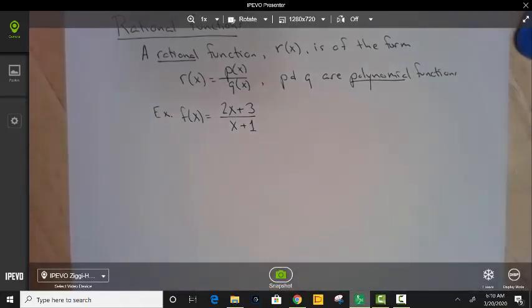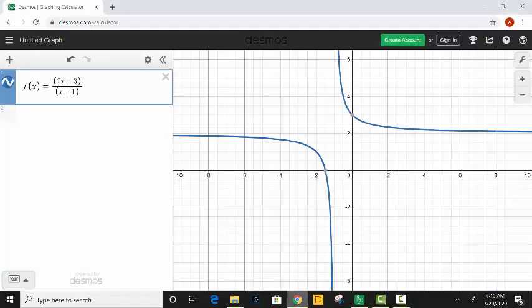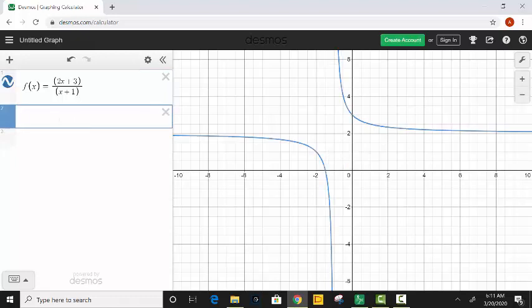But before we jump into that, I want to jump over and show you what this looks like graphically. I already have it typed into Desmos here, and what you see is we get this kind of weird hyperbola-like shape, where we have two diagonal, borderline similar to parabolas. They're not parabolas, but that's what they look like.